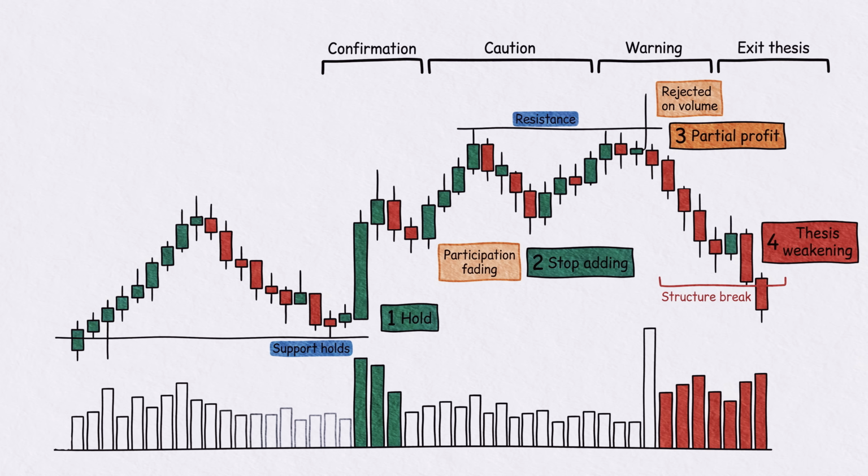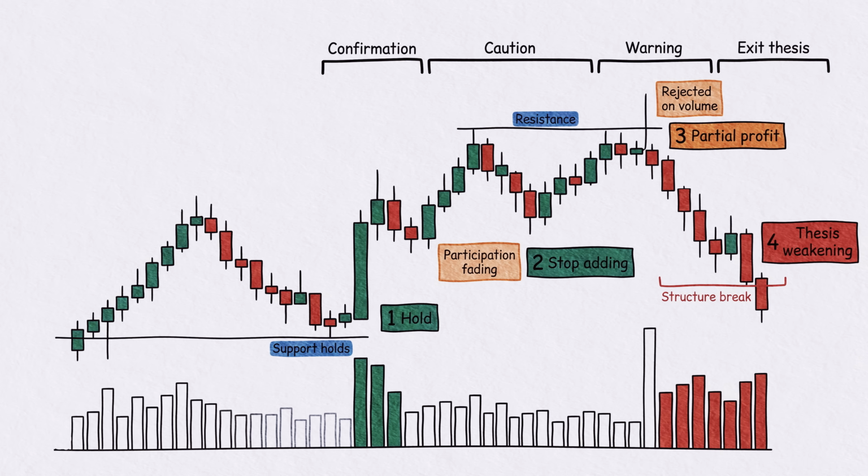The second phase, caution. Price pushes higher again, but this push has weaker volume than the previous one. Your trade is still profitable. Price is still moving up. But participation is fading. Decision: stop adding to the position. Do not increase size when the market is showing less commitment. Consider moving your stop to break even or to a logical level that protects some profit. You are not exiting. You are adjusting to reduced conviction.